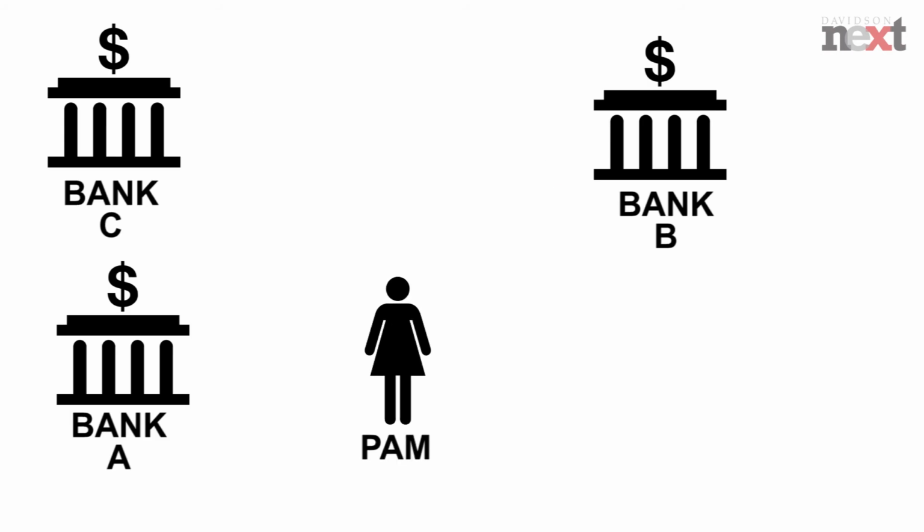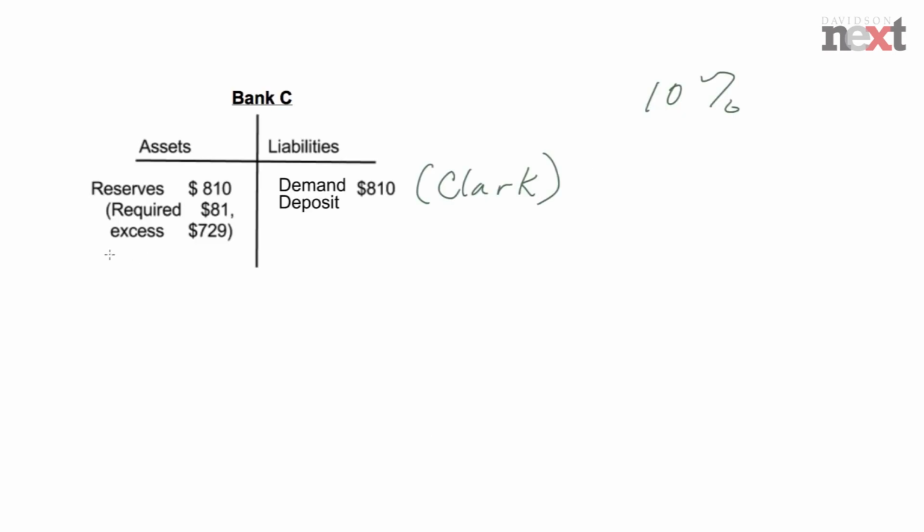And of course, again, the bank wants to issue a loan. And of course, we have another customer that happens to need a new appliance. And so Pam comes in and borrows, you guessed it, $729. So a loan now for $729. And what we have seen is that Pam's going to make a demand deposit of $729. That belongs to Pam.